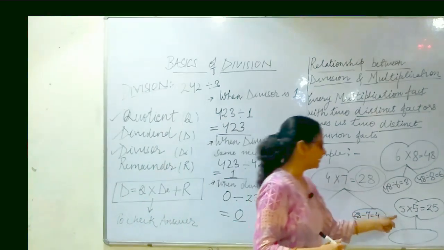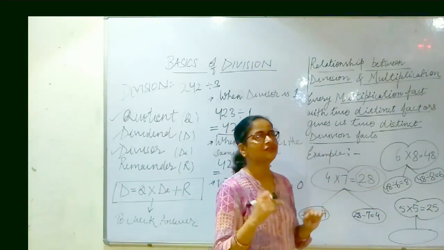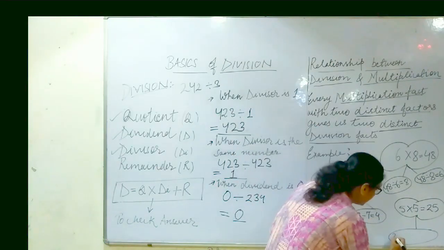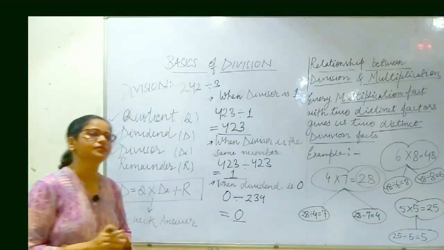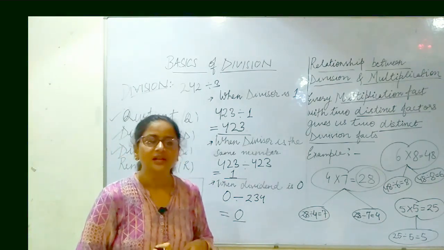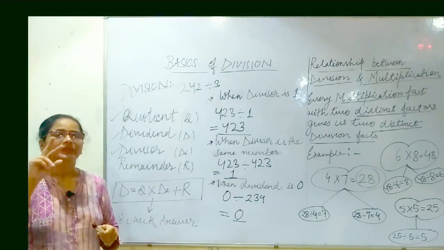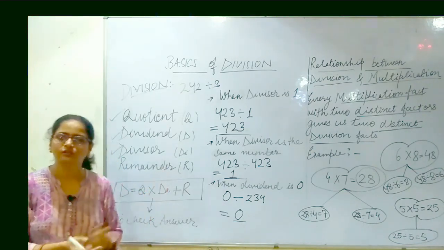Let's take an example. 5 multiplied by 5 is equal to 25. Then in that case, it will give you only one division fact. It will be 25 divided by 5 is 5. So when the factors are the same number, you will get only one division fact. When you have two distinct factors, then you will get two division facts. I hope this much is clear to you all.